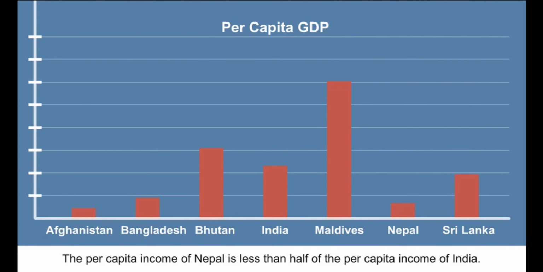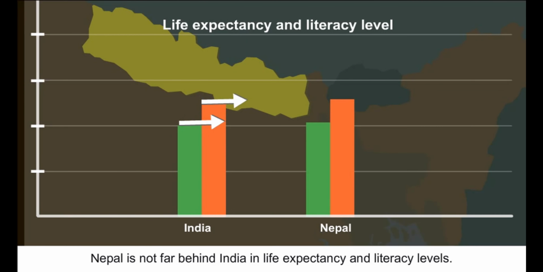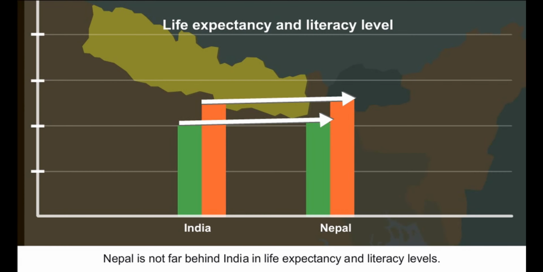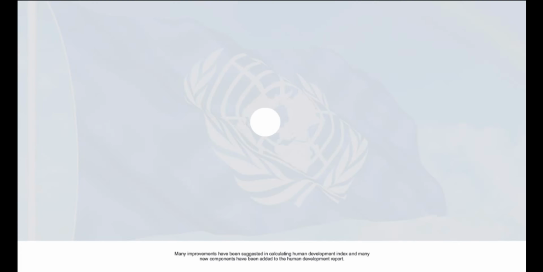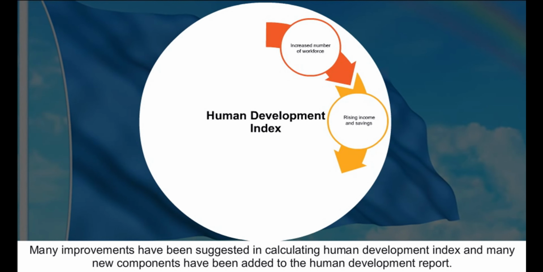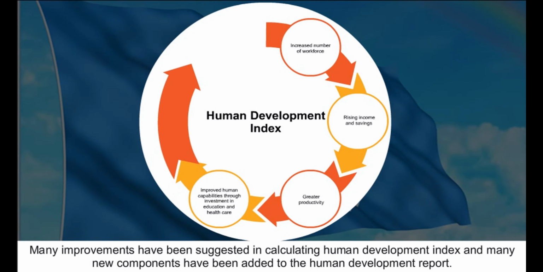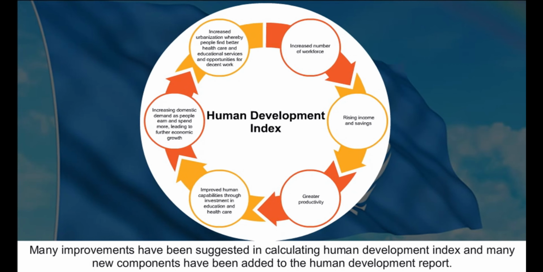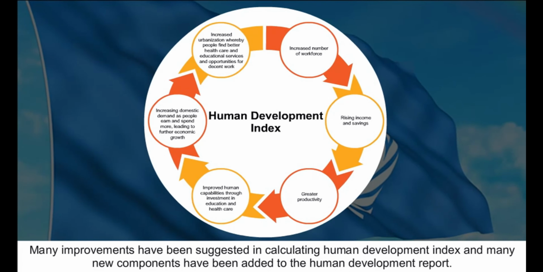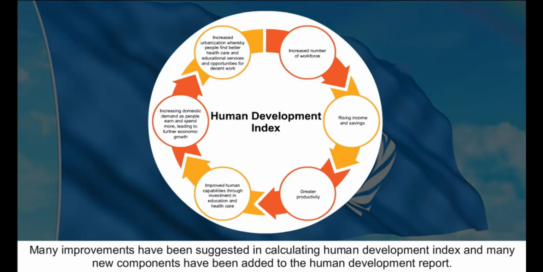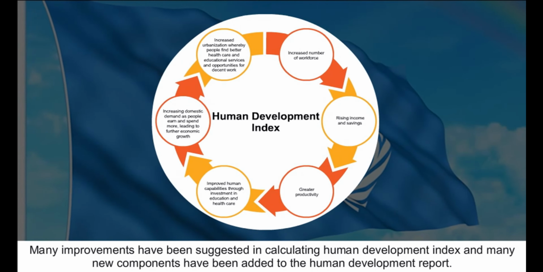The per capita income of Nepal is less than half of the per capita income of India. Even then, Nepal is not far behind India in life expectancy and literacy levels. Many improvements have been suggested in calculating the Human Development Index, and many new components have been added to the Human Development Report.